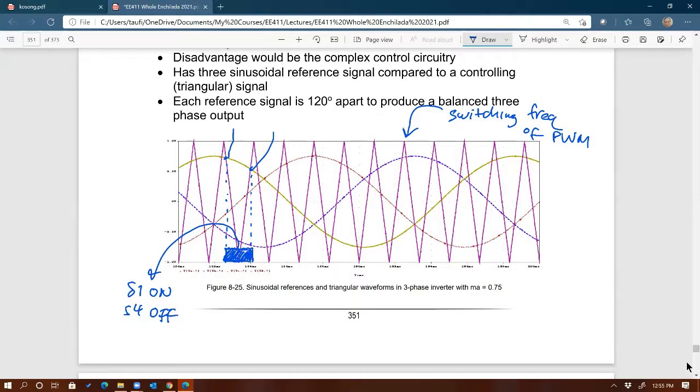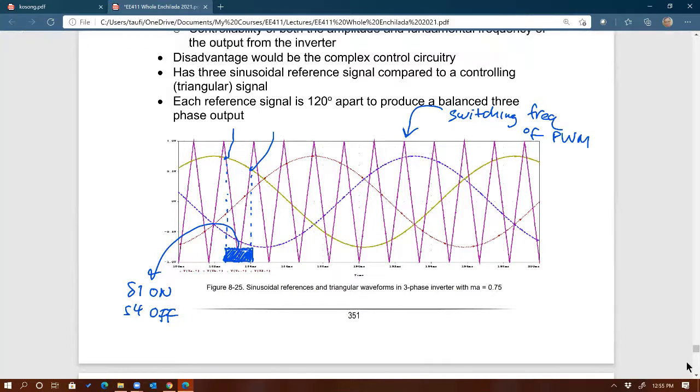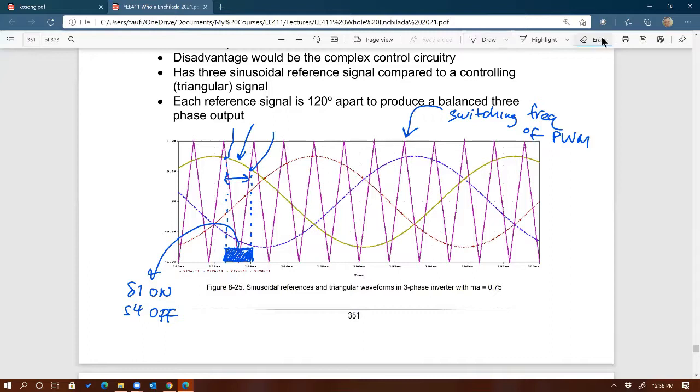So is this when the triangle goes above that yellow waveform? No, I'm looking at this segment right there, when the sine wave is above the triangle. See, from here to... Oh, here, got it. Yeah, it's the opposite. Okay. Any other questions?